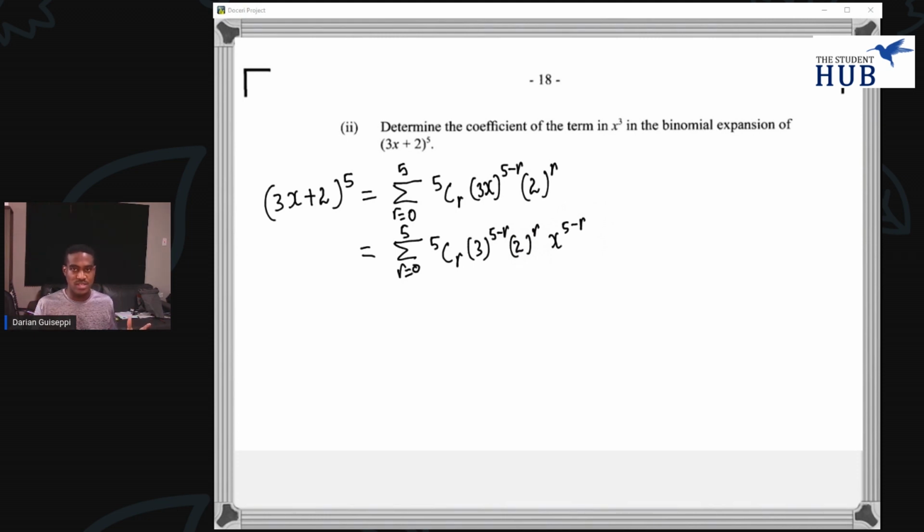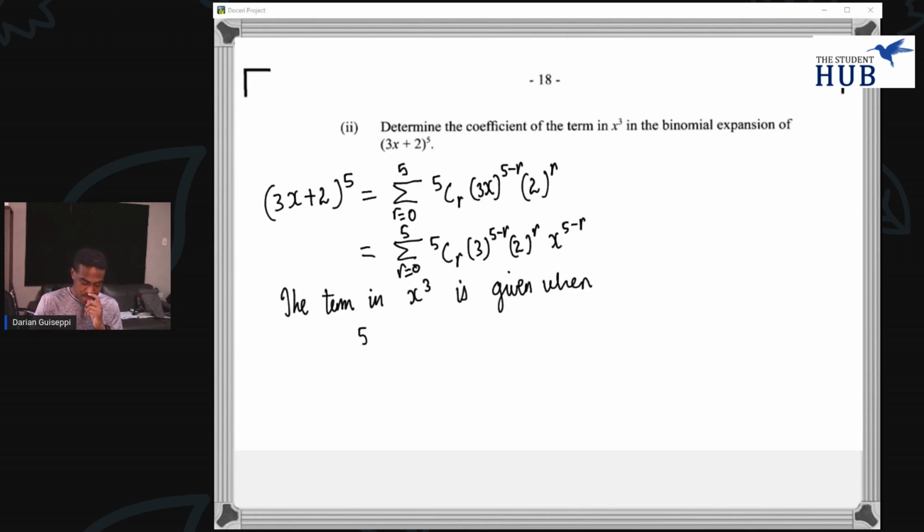Then all we need to do next is equate this to 3, because we want to find the value of r that would give us the term in x cubed, since we want the coefficient of x cubed. So we equate the 5 minus r, sorry, right here, to 3, so that we can find the value of r. This is an easy question. You could actually see what r would be off the bat, but this is the process you would take. If it was a higher power, this would be more efficient. But still, we're using this method, so let's go forward.